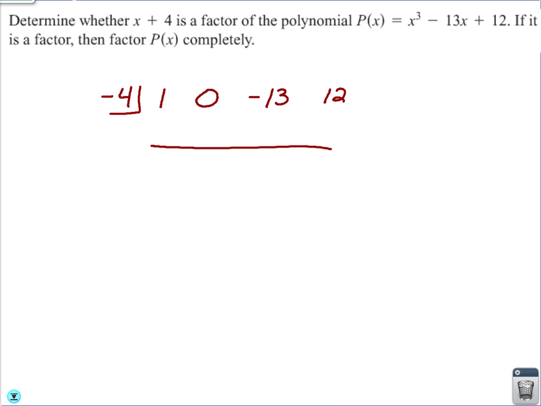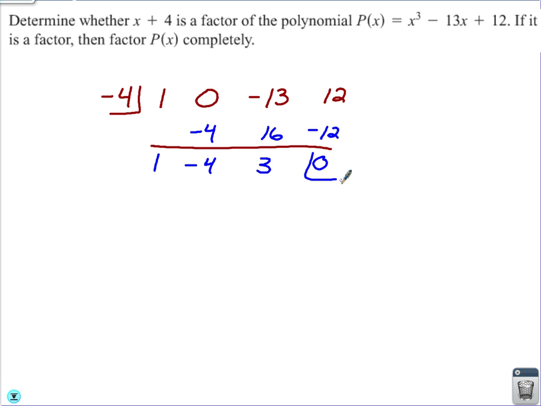According to synthetic division, bring down the first number and multiply. Add the two together, multiply. Add the two together, multiply. Add the two together, the last number is 0. That last number is your remainder. So is x plus 4 a factor? Yes.